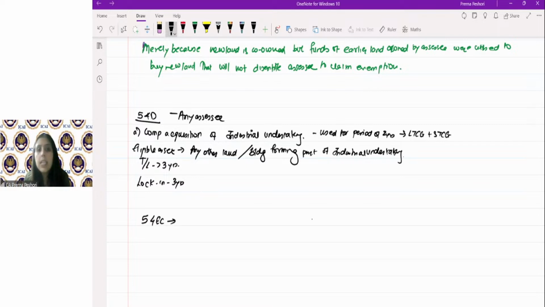Now 54 EC is available again to any assessee. What should have been the transferred asset? The transferred asset should have been a long-term capital asset, which is land and building. Land or building or both. Clear? Now here one question which arises is whether the depreciable asset can be considered.